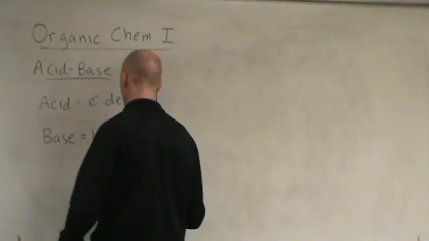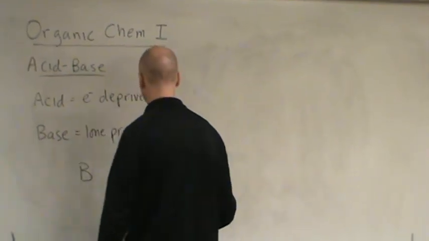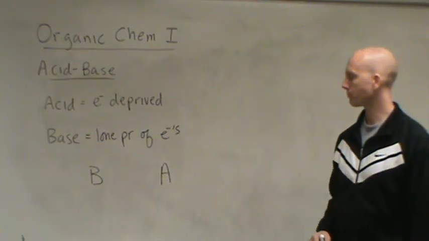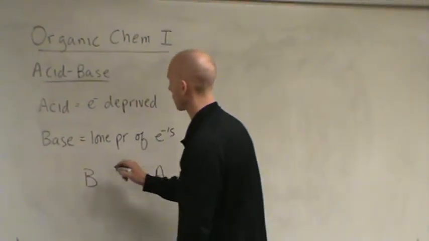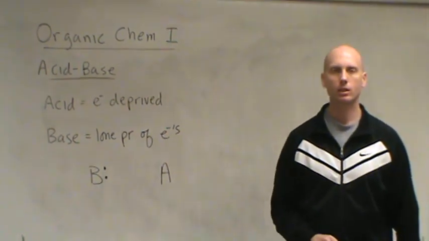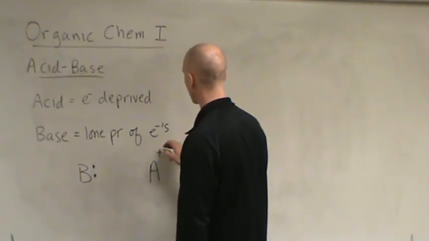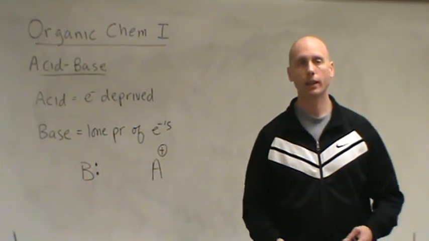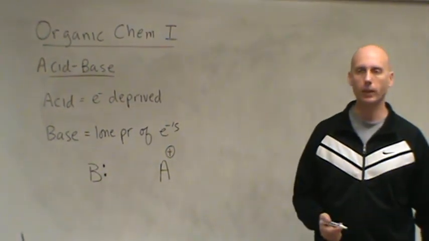Let's make the base a capital B and the acid a capital A. If the base was a capital B, I need to include some lone pair with it. And if the acid is electron deprived, I might think it has some kind of positive charge with it. Here I'm drawing a full positive charge, but it could also have a partial positive charge as well.